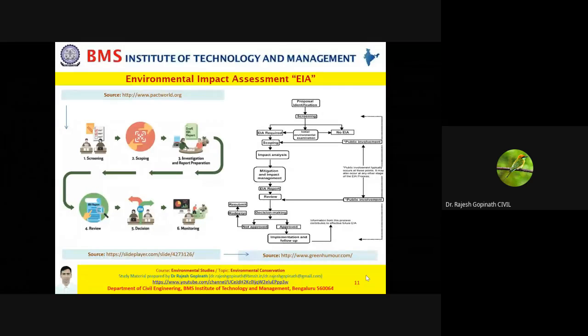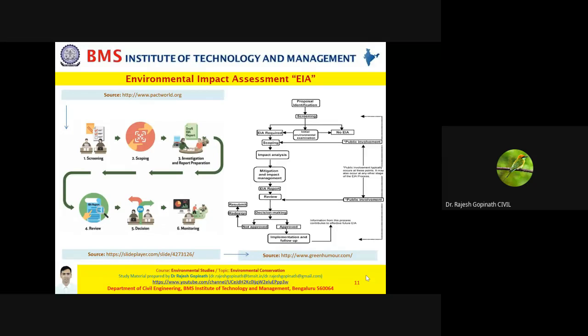Then this report is reviewed by experts across the country and beyond the country, and they will give the review report. The review report has 3 patterns: rejected, approved, or to be reconsidered. In the third case, the industrialist has to go back and rework on the EIA process and make it better with respect to sustainability, economy and environment, and resubmit it.